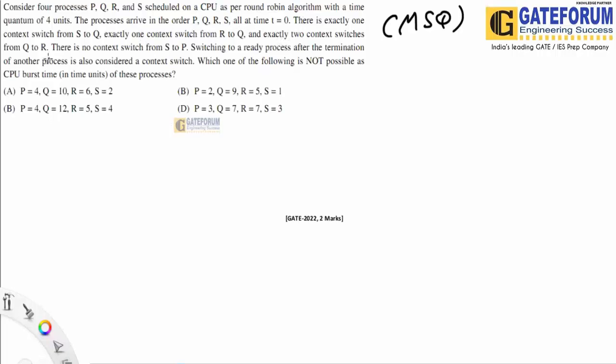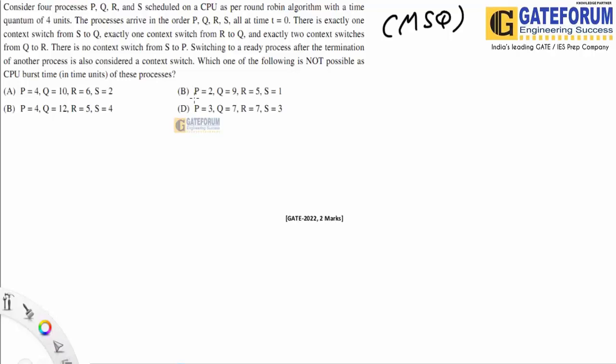There is exactly one context switch from S to Q, exactly one context switch from R to Q, and exactly two context switches from Q to R. There is no context switch from S to P. Switching to a ready process after a termination is also considered a context switch. Which of the following is not possible as the CPU burst times of these processes?